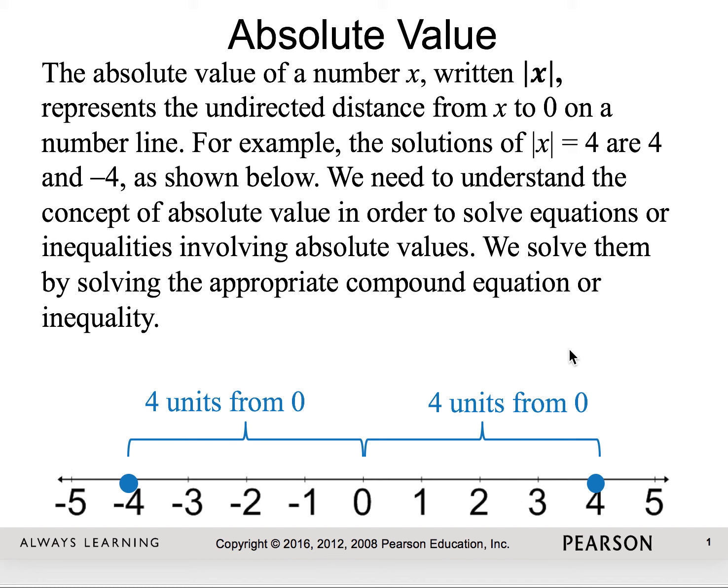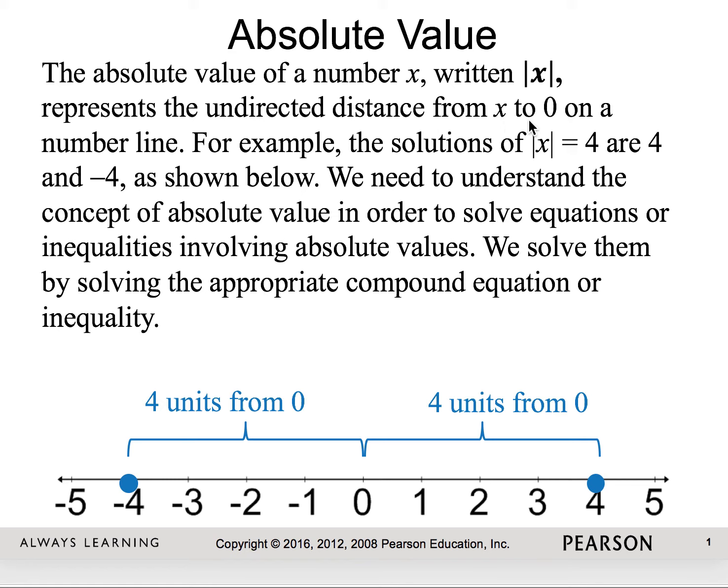Okay, in this section we're going to be talking about absolute value. So the absolute value of a number x is written like this. It's like two vertical bars, and it represents the distance from x to 0 on a number line.